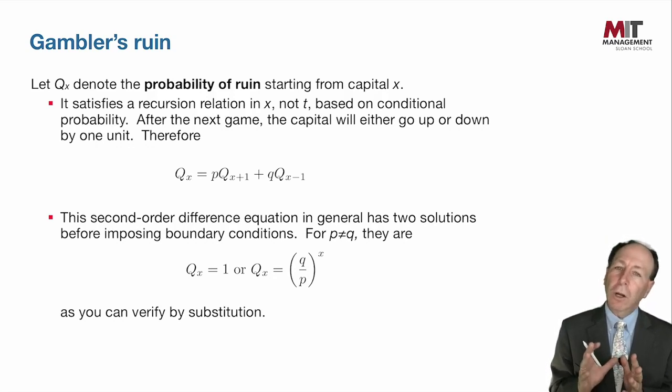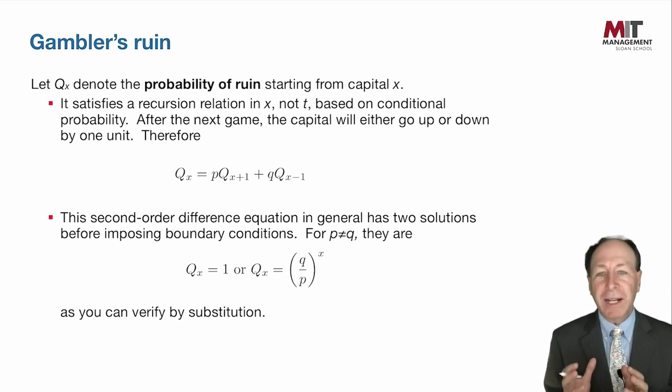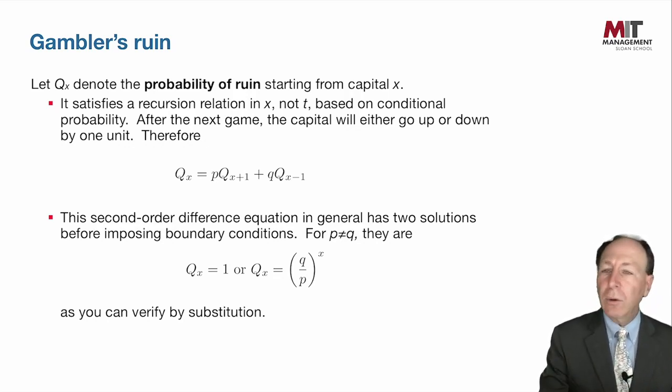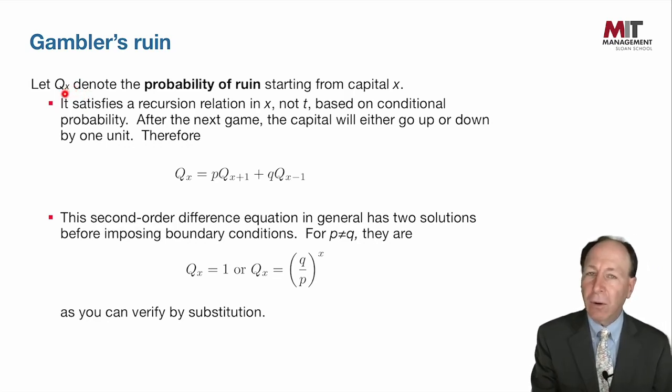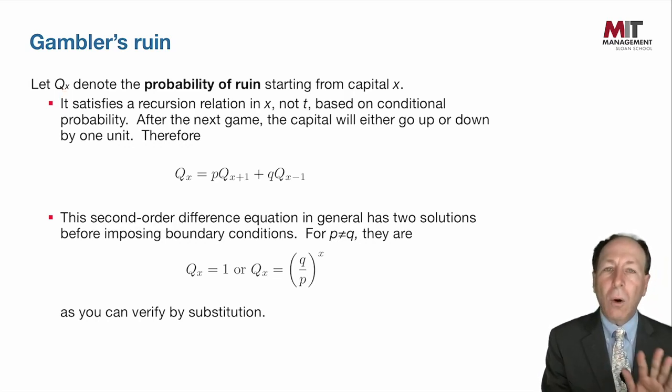What we'll see is we have a recursion relation, but this recursion is not in time. This recursion is in money. So here's what we do. Let's let Q sub x denote the probability of ruin, that is, the probability that we will eventually hit 0 before x equals a, starting from an initial capital level x. Now the interesting thing here is it does have a Markov structure, because it doesn't matter what's happened in the past. All that matters for our probability of surviving is how much capital we have at the present time.